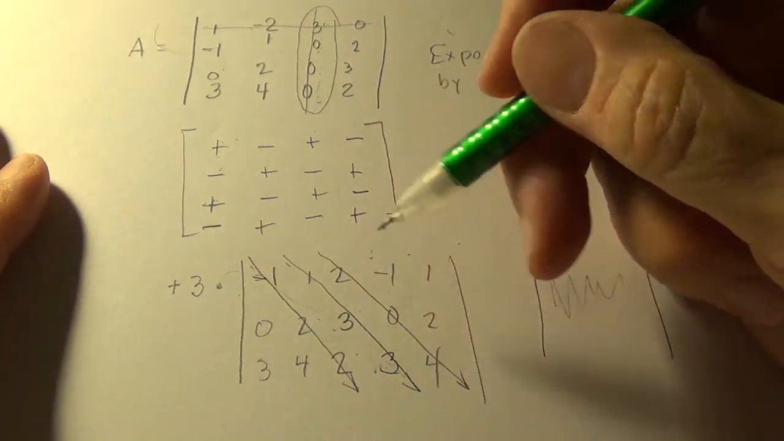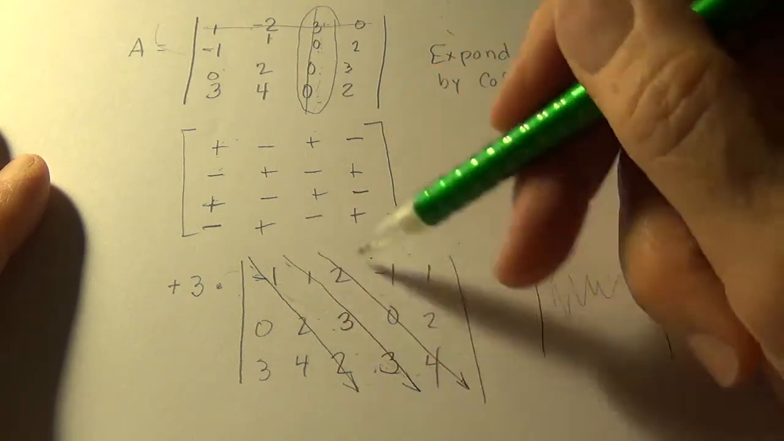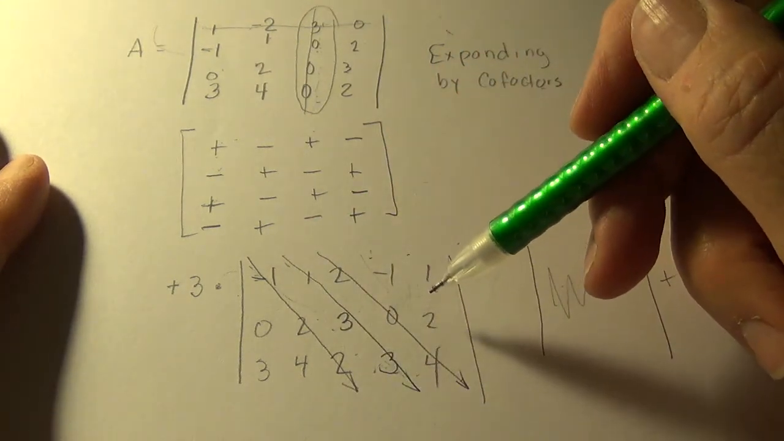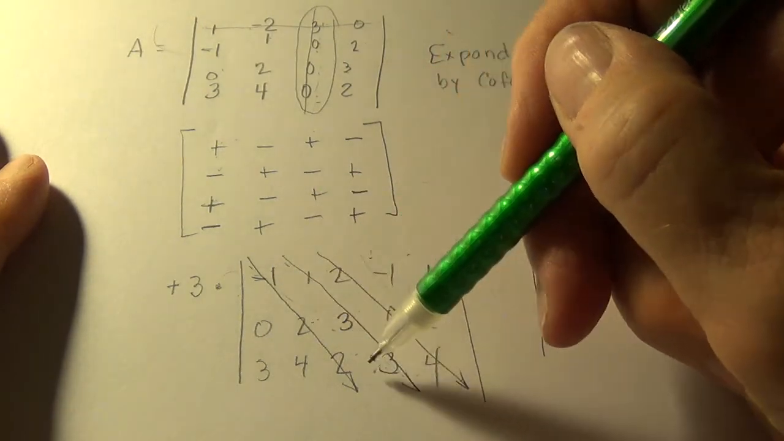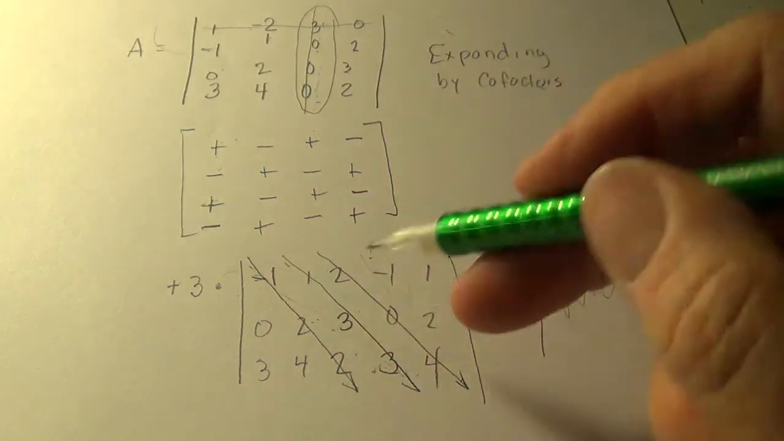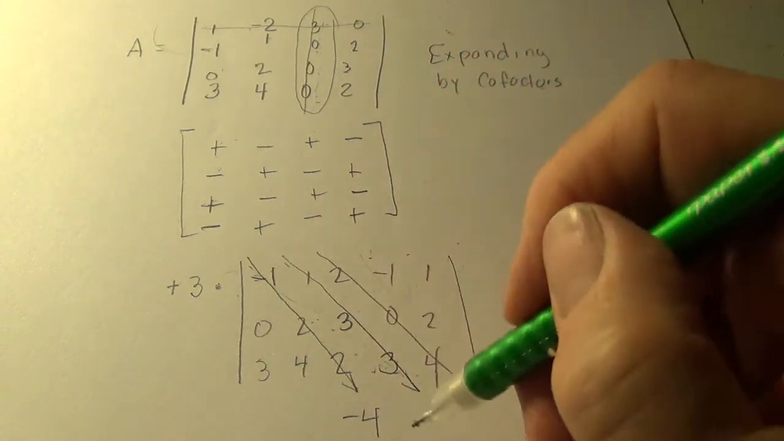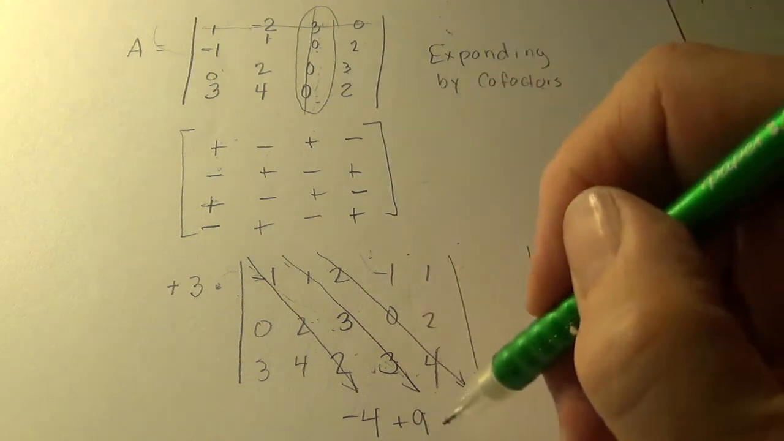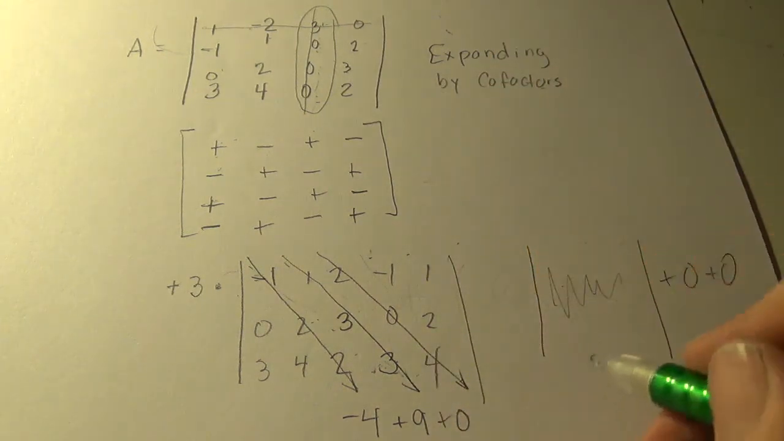Alright, so along this diagonal we multiply and then we add from each branch, each arrow, and we keep the signs unchanged. So we have negative 1 times 2 times 2 gives me a negative 4. And this is a 1 times 3 times 3. And this is a 0. So together, the minus 4, the plus 9 gives me a 5.